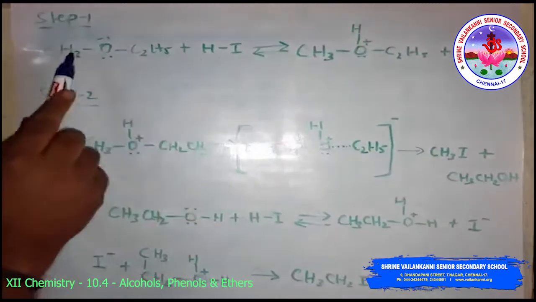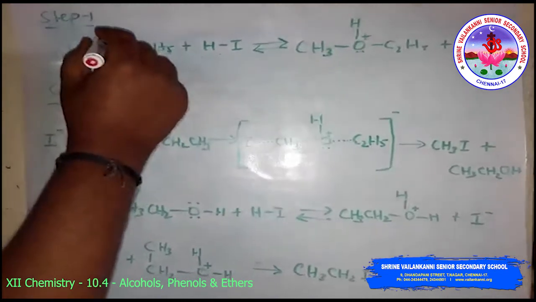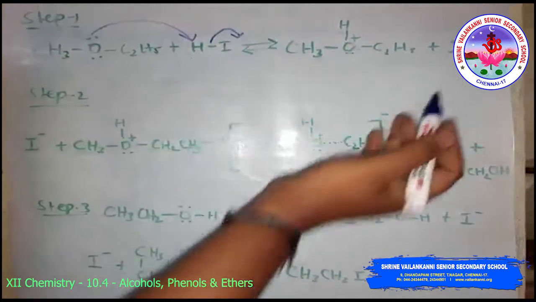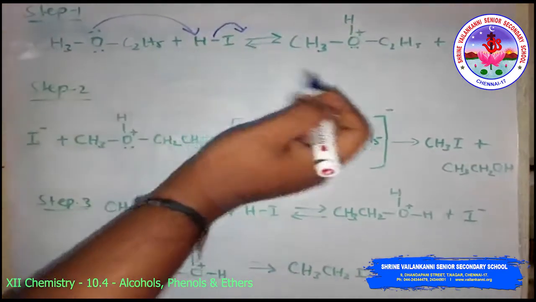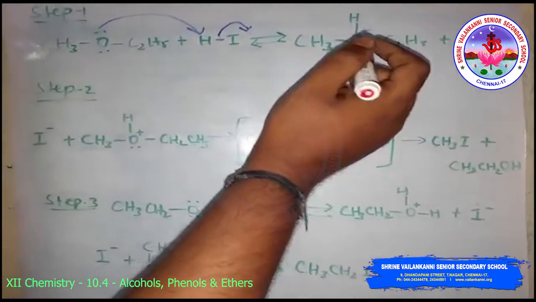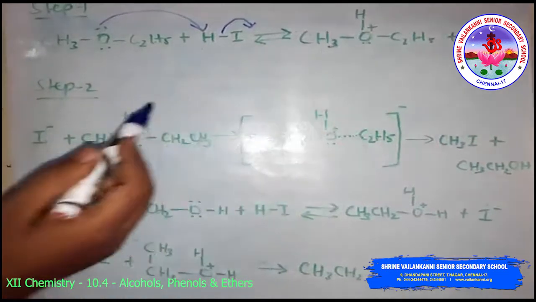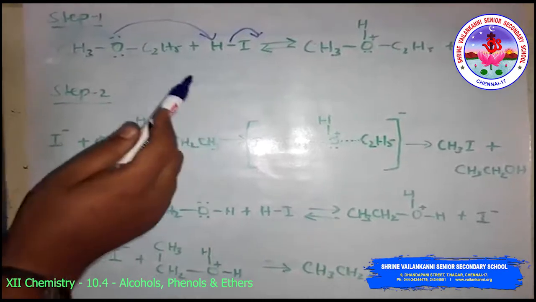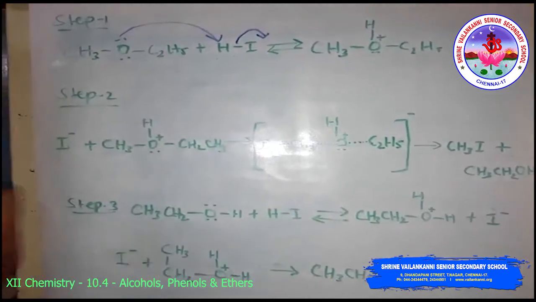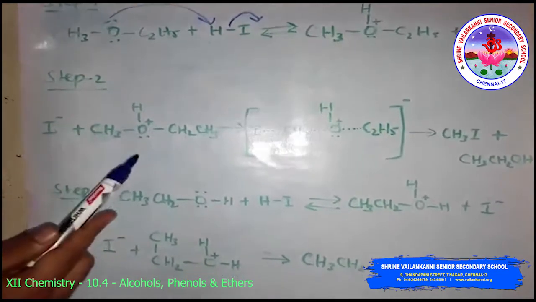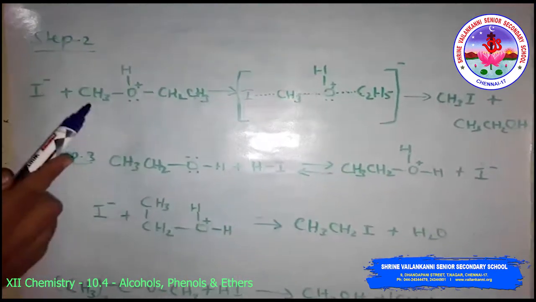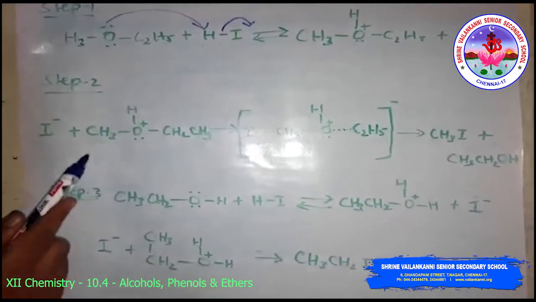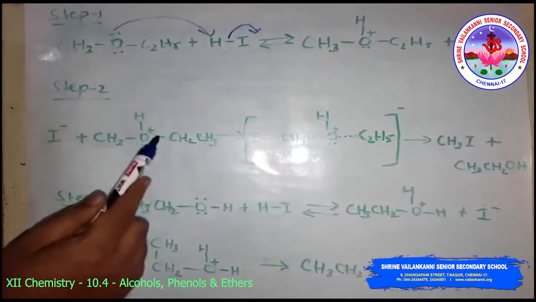This is CH3OC2H5, the lone pair of electrons on the oxygen abstracts the hydrogen, and the iodine atom goes to iodide ion. This is the protonated ether formed. In step 2, the reaction takes place with hydrogen bromide or hydrogen iodide because the reagents are sufficiently acidic. In this step, iodide is a good nucleophile, so it attacks the least substituted carbon atom of the oxonium ion. This is the oxonium ion formed in step 1.